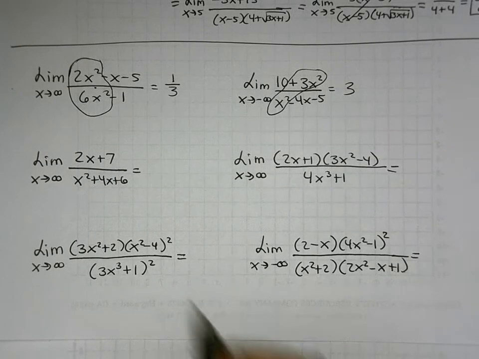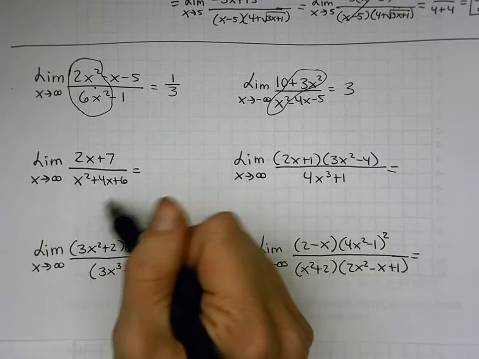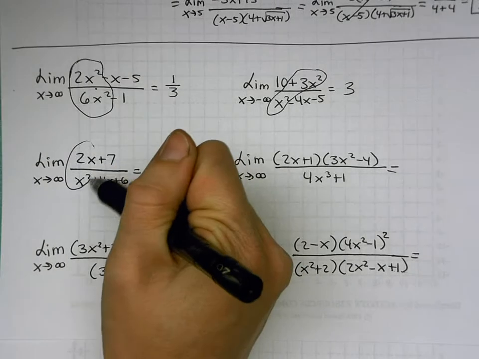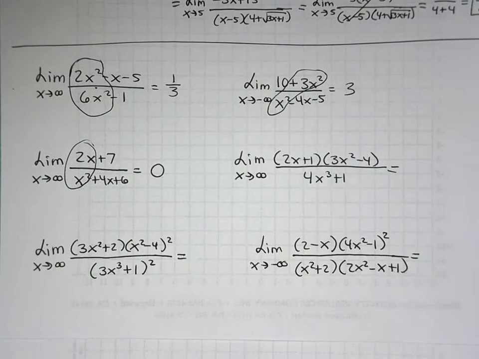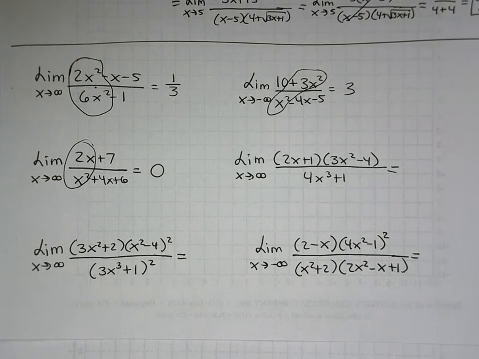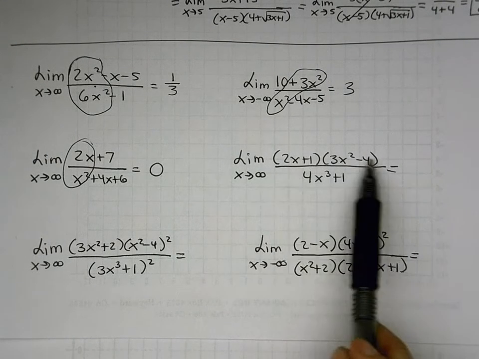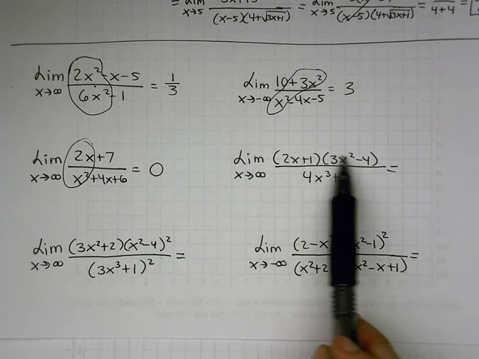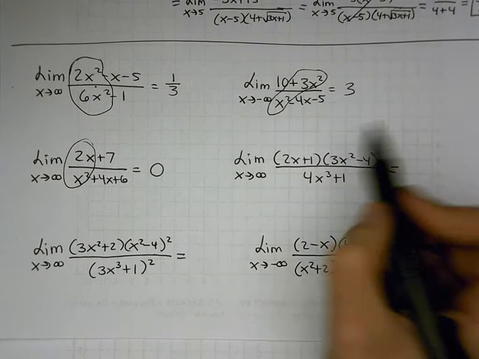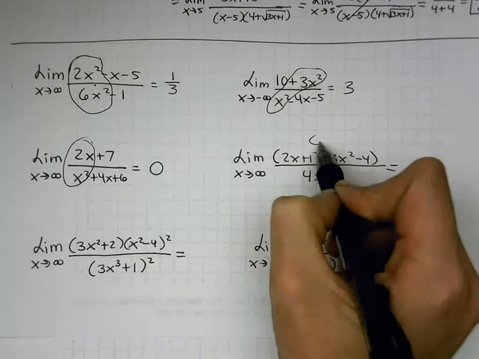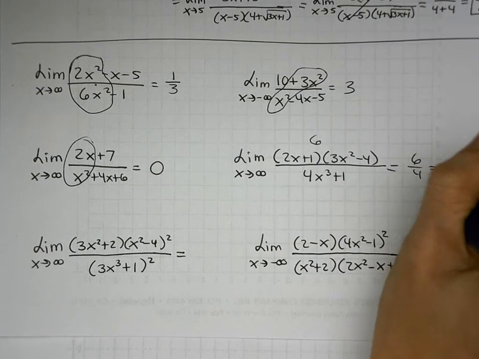Next one, top heavy, bottom heavy, equal heavy. This one here is bottom heavy. We have an x squared on the bottom, but only a 2x on top. When we're bottom heavy, our answer is 0. Next one, top heavy, bottom heavy, equal heavy. These ones are equal heavy because we have a power of 3 on top and a power of 3 on bottom. And so this one here on top has a leading coefficient of 6. This one has a leading coefficient of 4. 6 over 4 is 3/2.